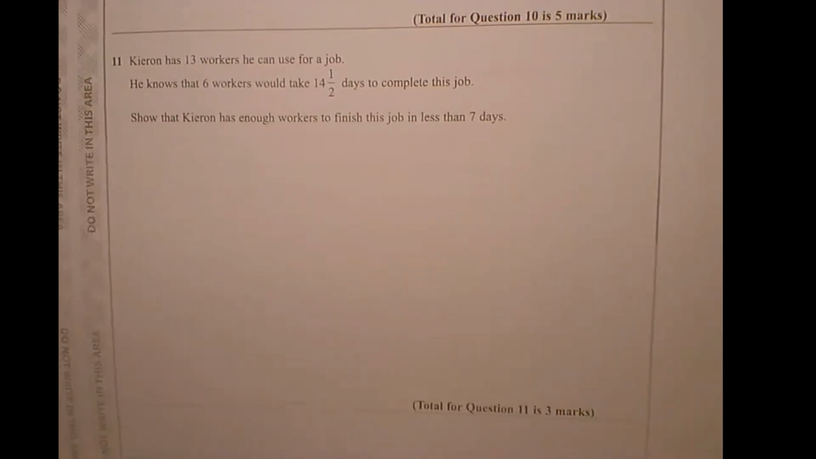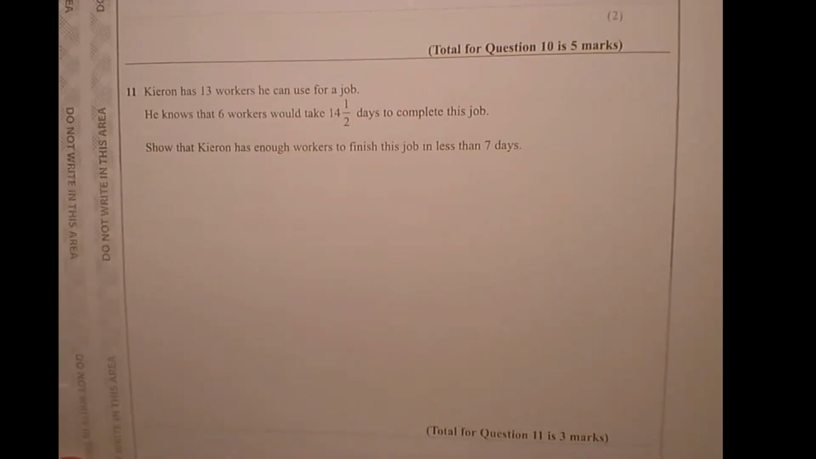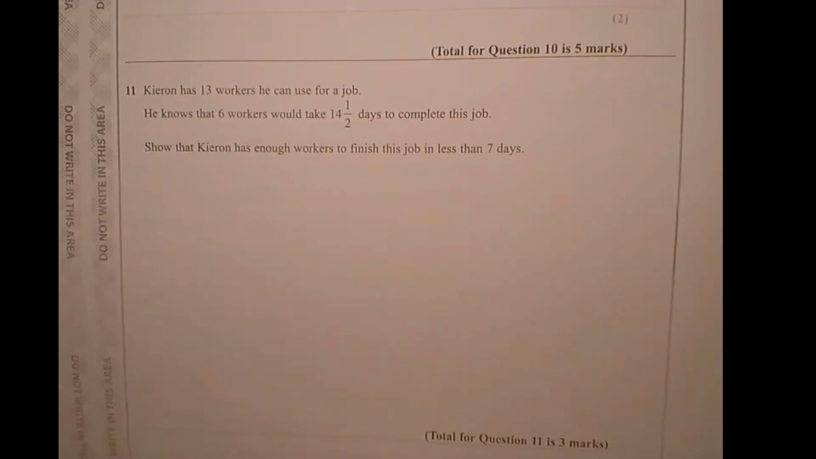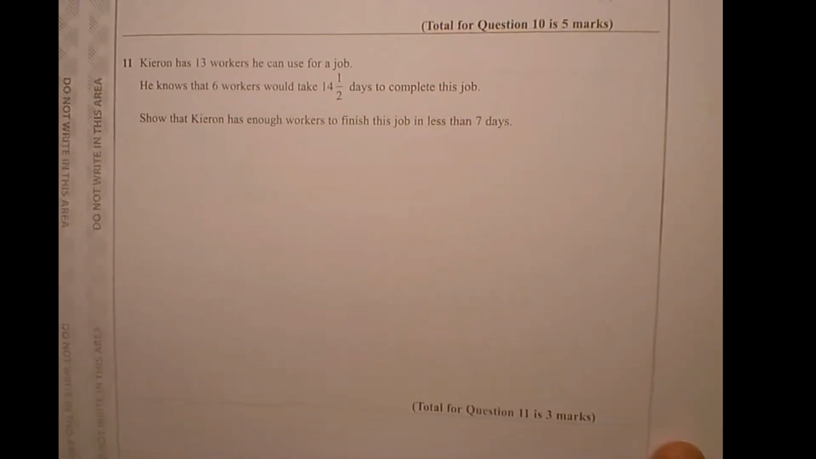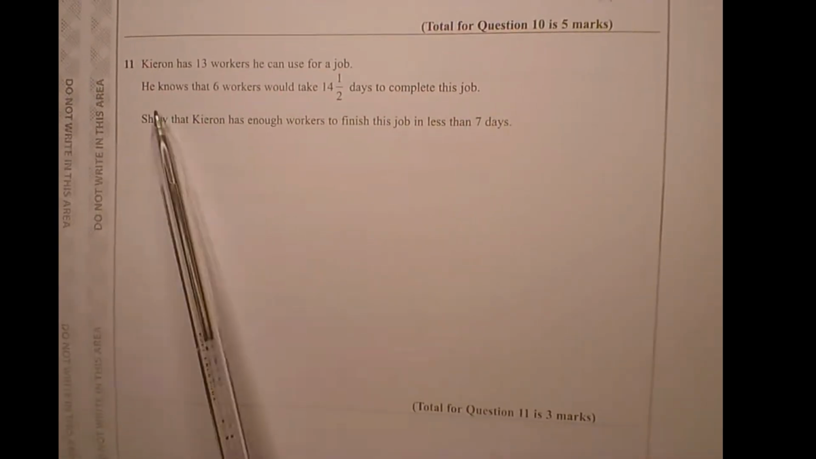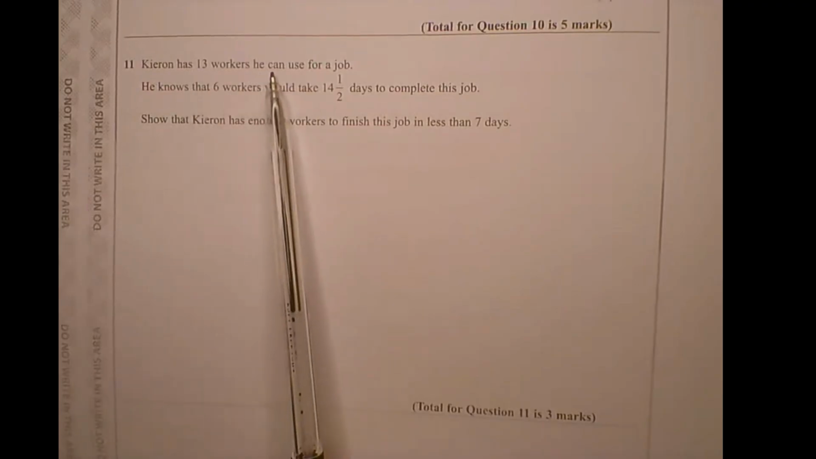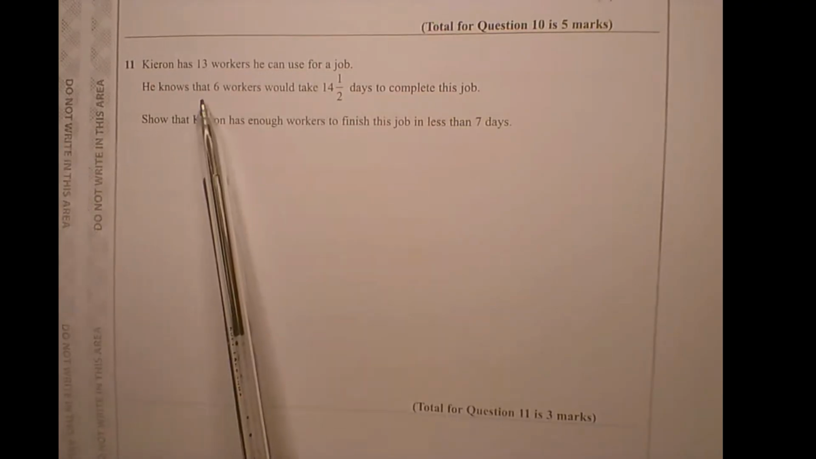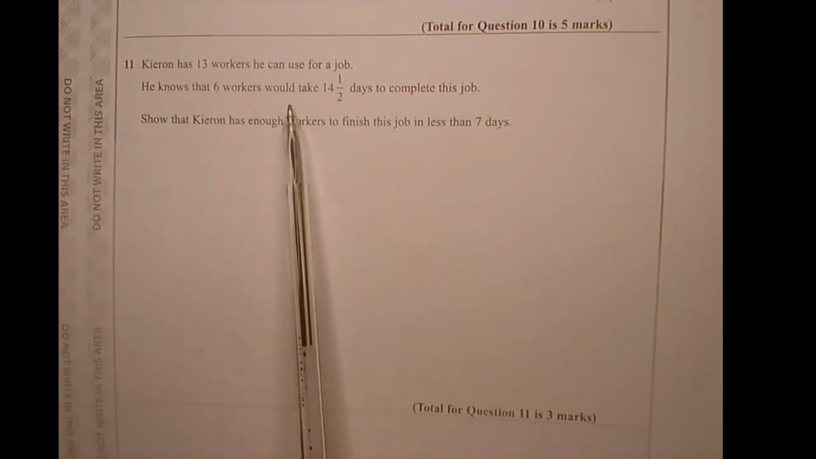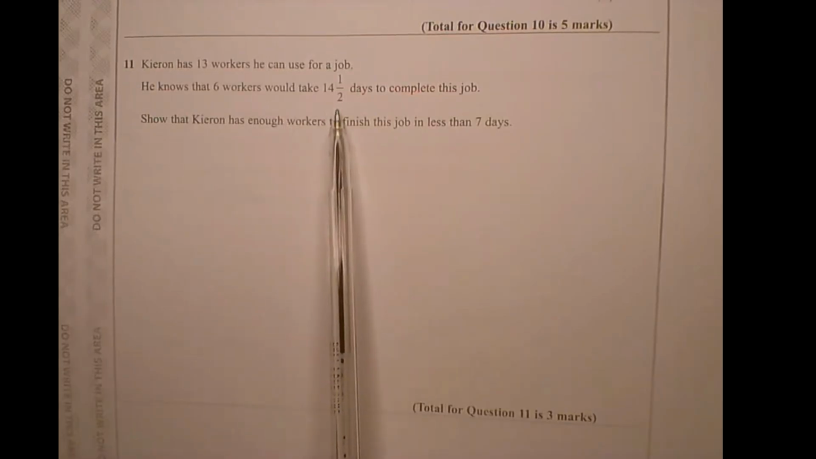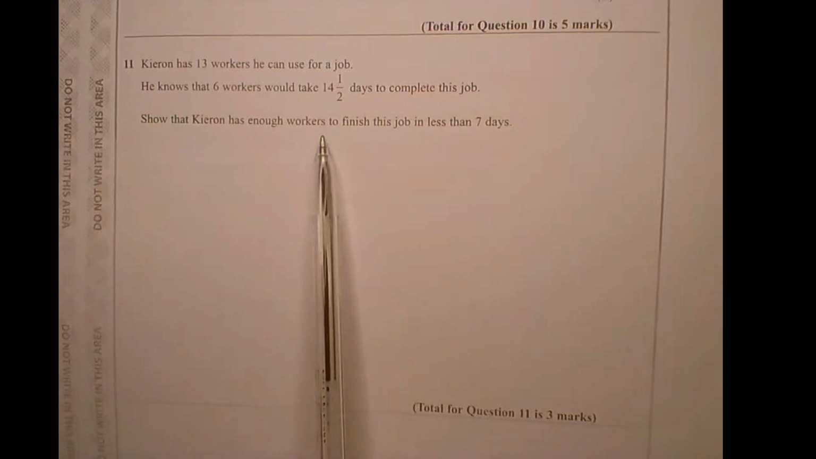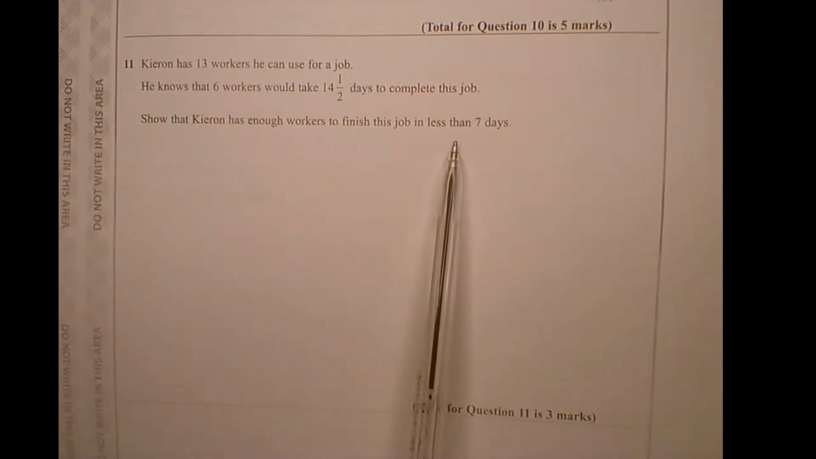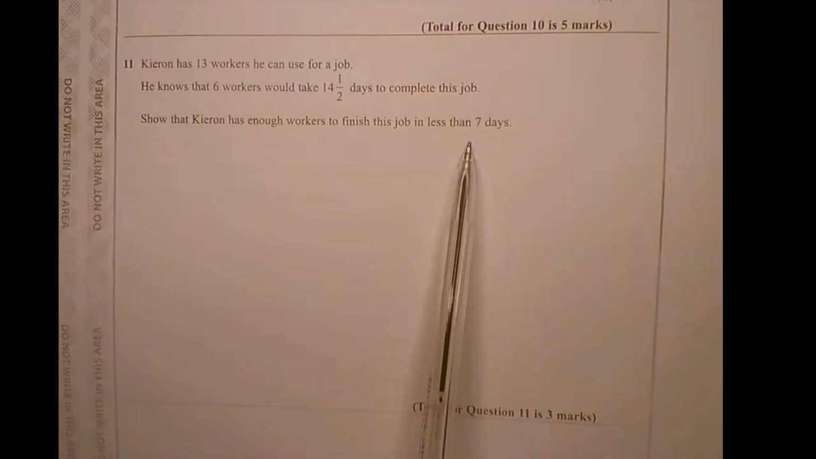Okay, let me read the question. I can zoom in a little bit better, and then we can start highlighting. Okay, so question 14. Kieran has 13 workers he can use for a job. He knows that 6 workers would take 14.5 days to complete this job. Show that Kieran has enough workers to finish this job in less than 7 days.